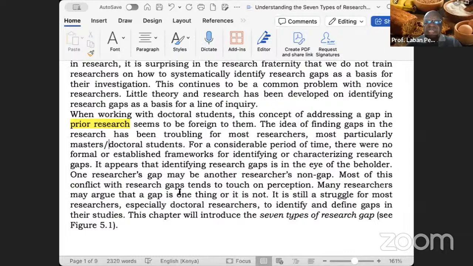Most of this conflict with research gaps tends to touch on whether you can argue that a gap is one of the things you're looking for, or it is not. It is still a struggle for most researchers, as I've seen, to identify and define gaps in their studies. And this chapter will introduce the 7 types of research gaps.